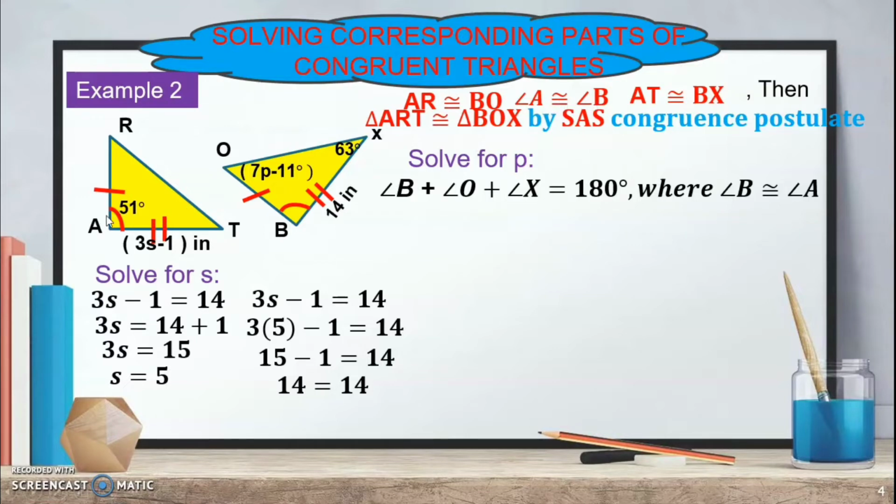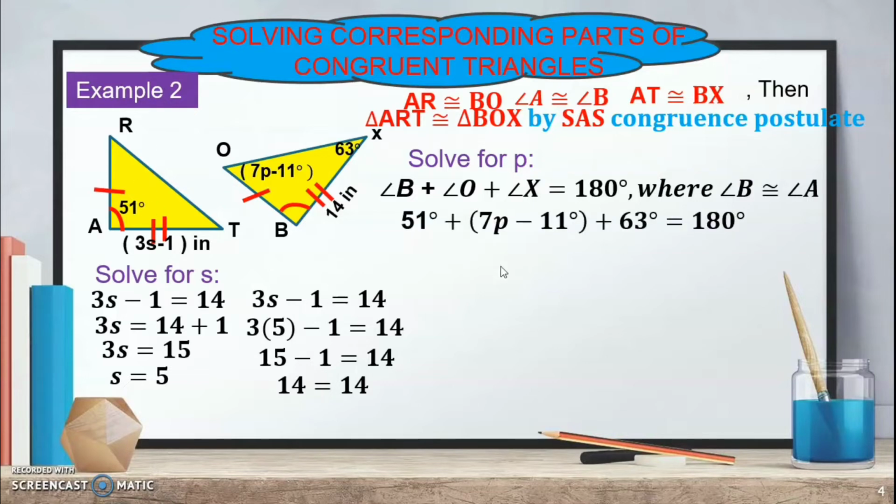So, therefore, measure of angle B is 51 also. Kasi 51 si A. So, we will solve for P by adding the measurement of all of the three angles equal to 180, where angle B is congruent to angle A. So, substitute natin yung mga value, i-fill in natin yung mga measurement ng angles. It's angle B is equal to 51.